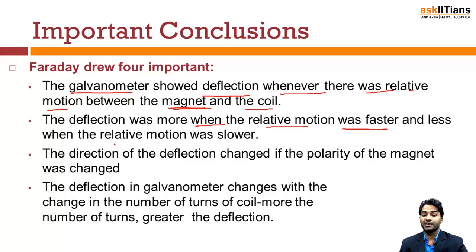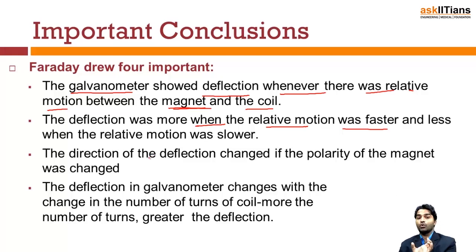Now the third point: the direction of deflection changes if the polarity of the magnet is changed. When we are taking the north pole towards the coil, we found the induced current would be of one polarity. But when we change the polarity of the magnet, or take the magnet away, the deflection produced in the galvanometer will be in the opposite direction. It is changing the polarity. That's why we can say the current showing over here is bipolar.